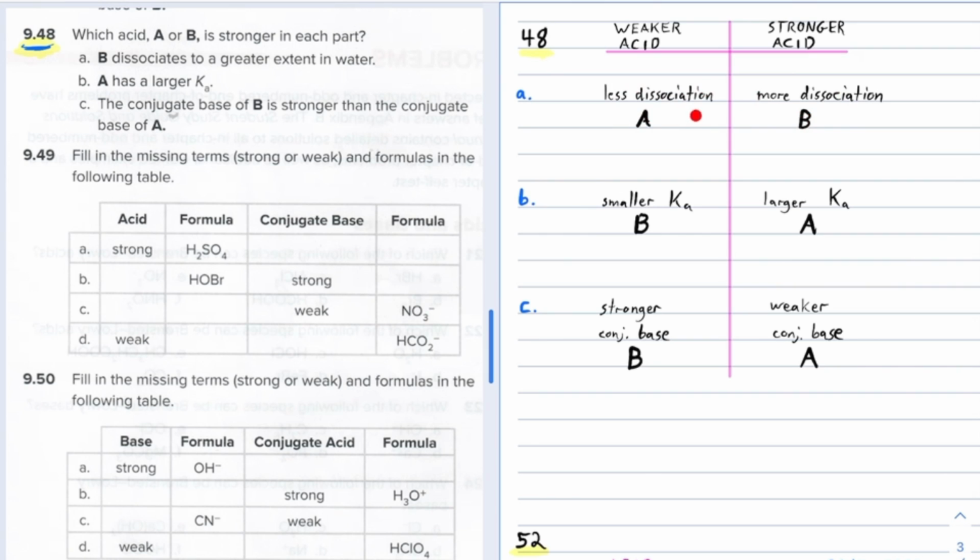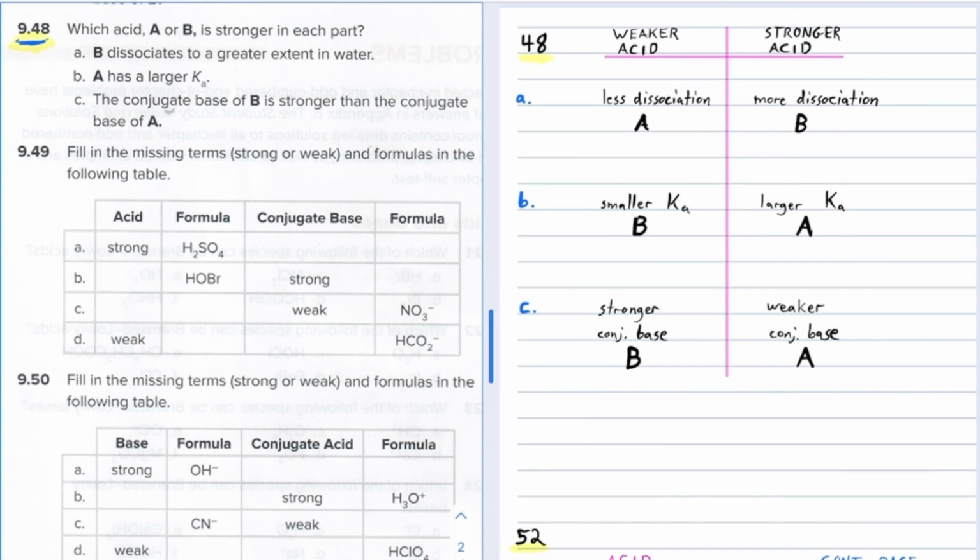So when you have an acid that dissolves in water, the stronger it is, the more of those acid molecules become dissociated. If it's a 100% strong acid, then 100% of the molecules would dissociate. The more that dissociate, that means the larger the percent of them release protons, the stronger the acid is. So B is stronger than A.